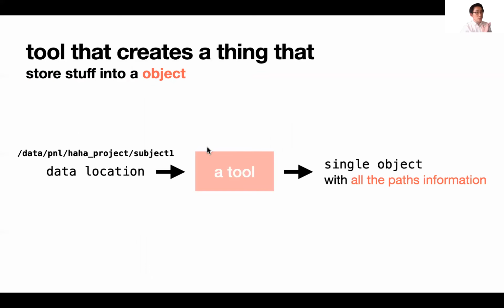So I want to make a tool that takes the subject folder path as an input and registers all the paths of image files and stores them in a single object. Okay, I want to take an input of where the subject root folder is, and I want to give that to a tool that I'm going to make, and I want to get a single object with all the information.